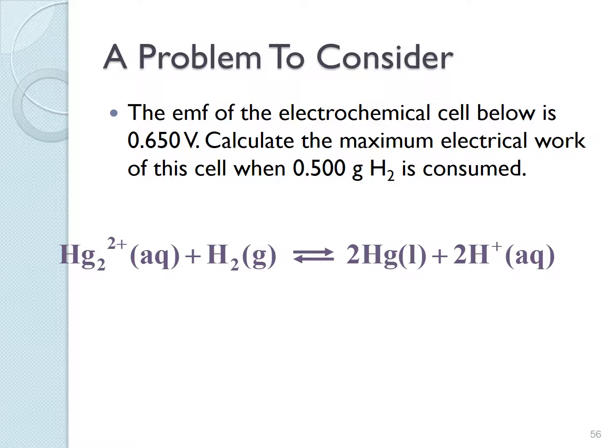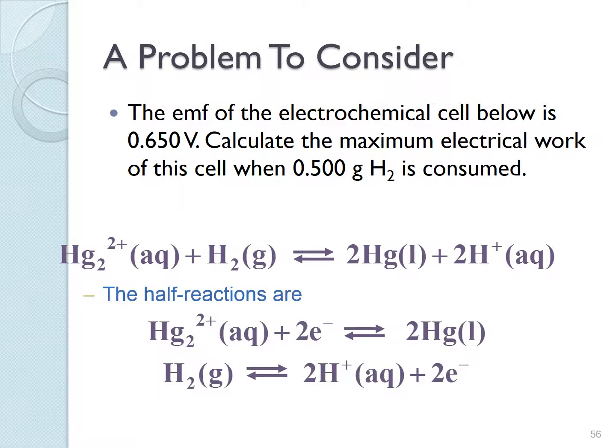The EMF of the electrochemical cell below is 0.650 volts, so we don't need to figure that out; it's told to us. What is the maximum electrical work of this cell if 0.5 grams of hydrogen is consumed? We know that the maximum work equals minus N F E cell. We know F because that's a constant, and we know E cell because that's given to us, 0.650, but we don't know what N is. N is the number of moles of electrons that are moved. So let's figure that out first.